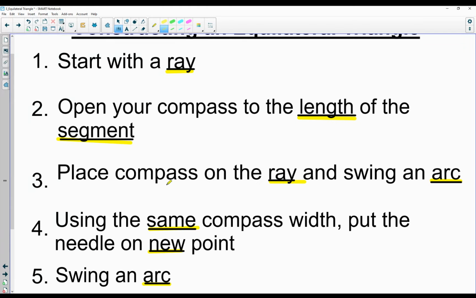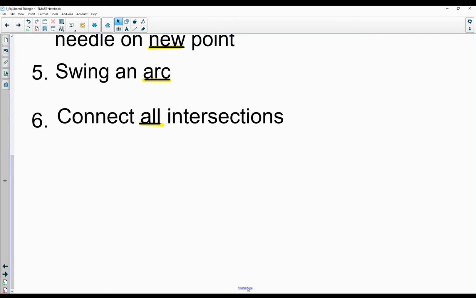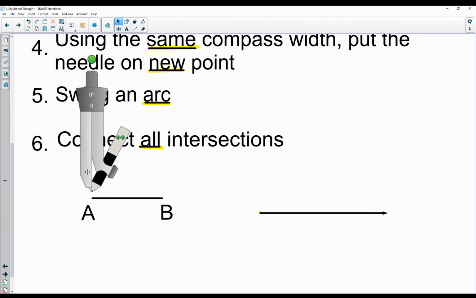So just to show you what we mean here, I will give you a little example. Let's say we have this segment length that's given to us right here. I want to now create an equilateral triangle using this segment length, and I'll call this AB. To do so, it says to start with a ray. So I'm going to put my point down, and I'm going to create a ray like so. Okay, I'm going to take my compass and open it to be the width of my initial segment, which is AB.